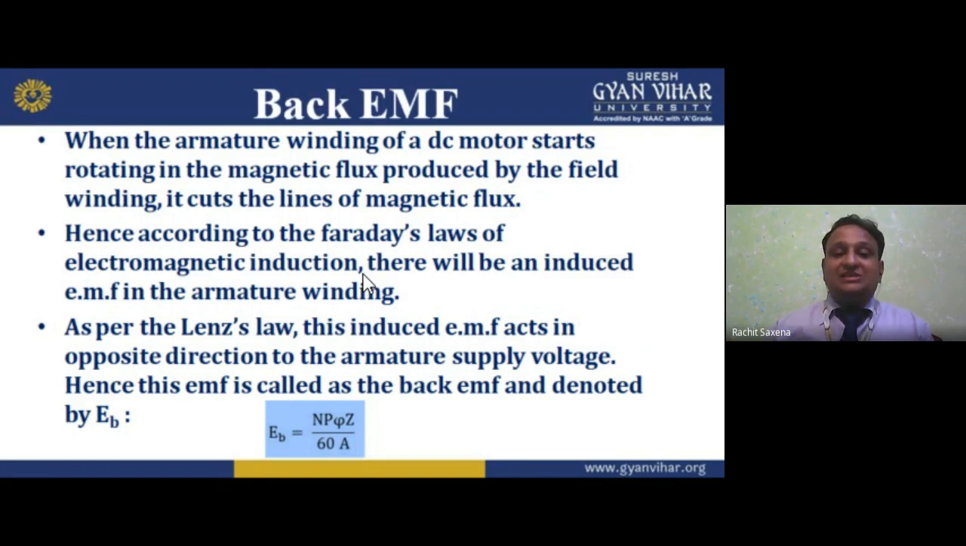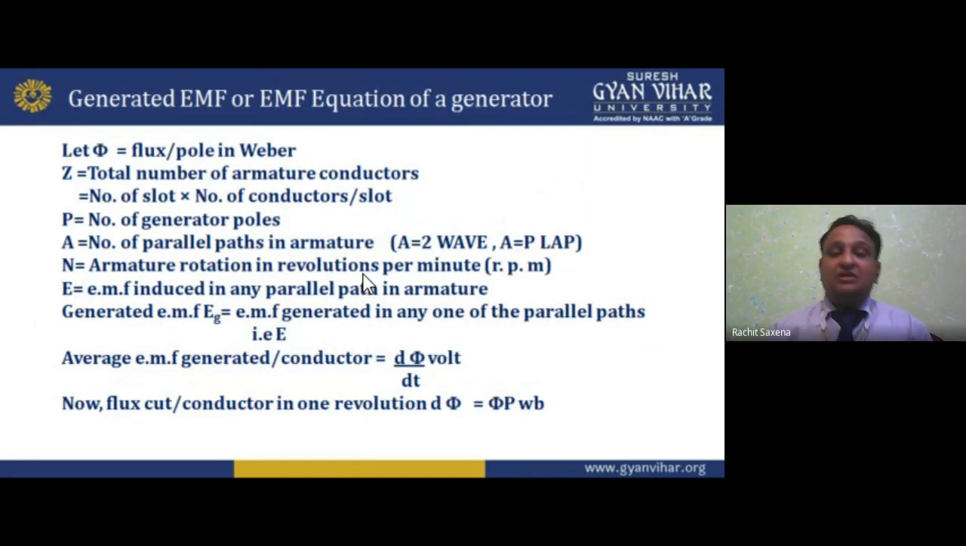So hence this EMF is called the back EMF and denoted by Eb. Now the value is N P phi Z by 60A, or we can say phi Z N P by 60A. The value will be N P phi Z by 60A. I hope you understand. Now moving forward, the generated EMF or EMF equation of a generator.